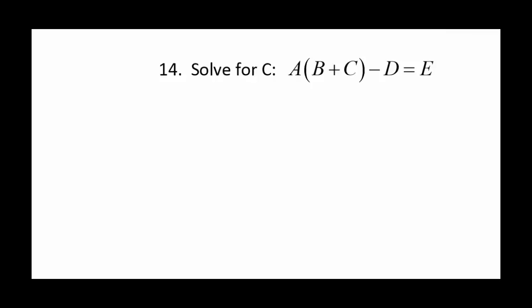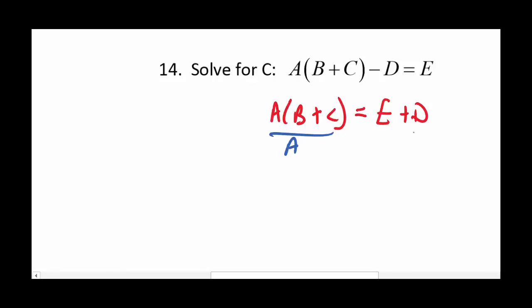Number 14, c, which is my goal, is buried deep inside these parentheses, and there's a lot of other operations going on here. So the first thing I notice is I got that minus d. I'm going to go ahead and add it to both sides. So I'll keep the a where it is, and rewrite that as plus d. And then I notice that I've got an a on the times b plus c. So if I divide everything by a, that'll give me b plus c equals this lovely fraction.